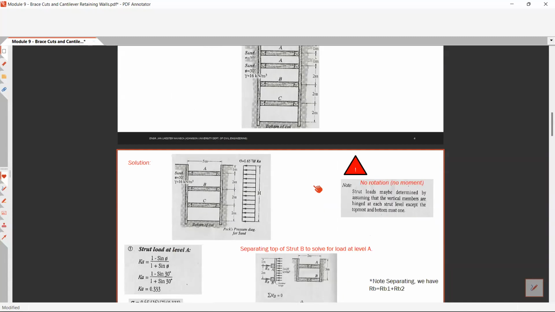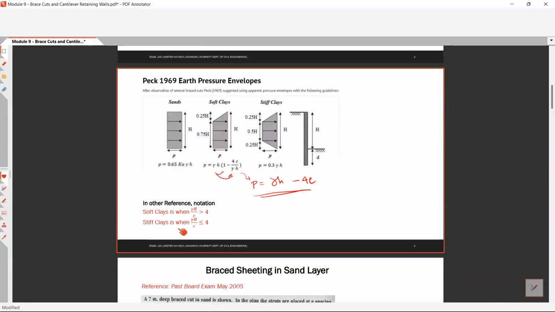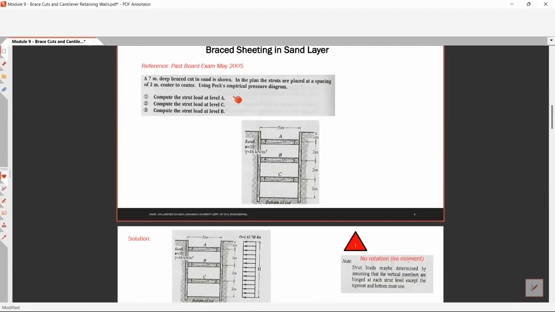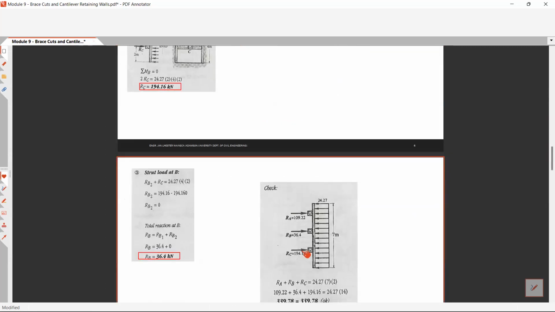Okay, again, there is a correction. So for soft clays, we have gamma H over C greater than 4. And for stiff clays, you have gamma H over C less than or equal to 4. Okay? So ito lang yung correction natin.